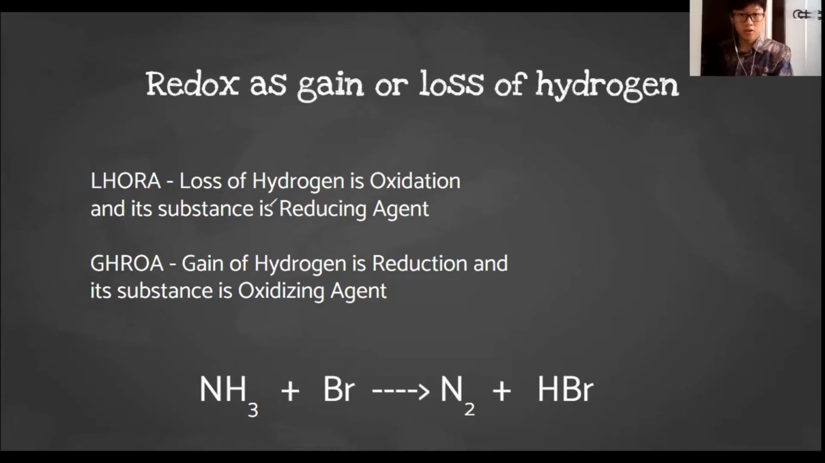So the loss of hydrogen is oxidation. Now, as you can see here, ammonia will lose its hydrogen, forming nitrogen gas. So we can say that this is oxidation. And for bromine, it will form hydrogen bromide, which is the gain of hydrogen. So we can call that reduction.